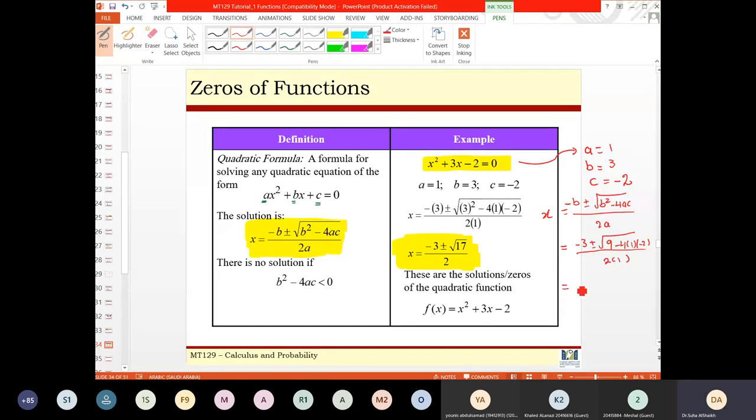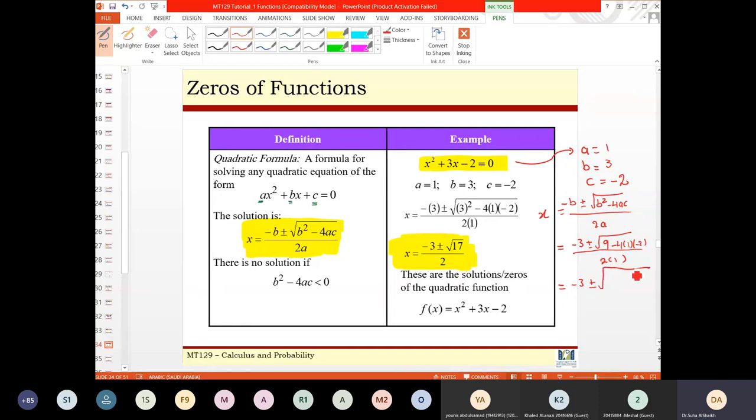Do the calculations. This is minus 3, and this is plus or minus. Why plus or minus? Because I have two solutions. I have two x's because it's x squared. So this is 9 minus 4 times minus 2, which is minus 8. Plus 8 it will be. So it is 17 over 2.